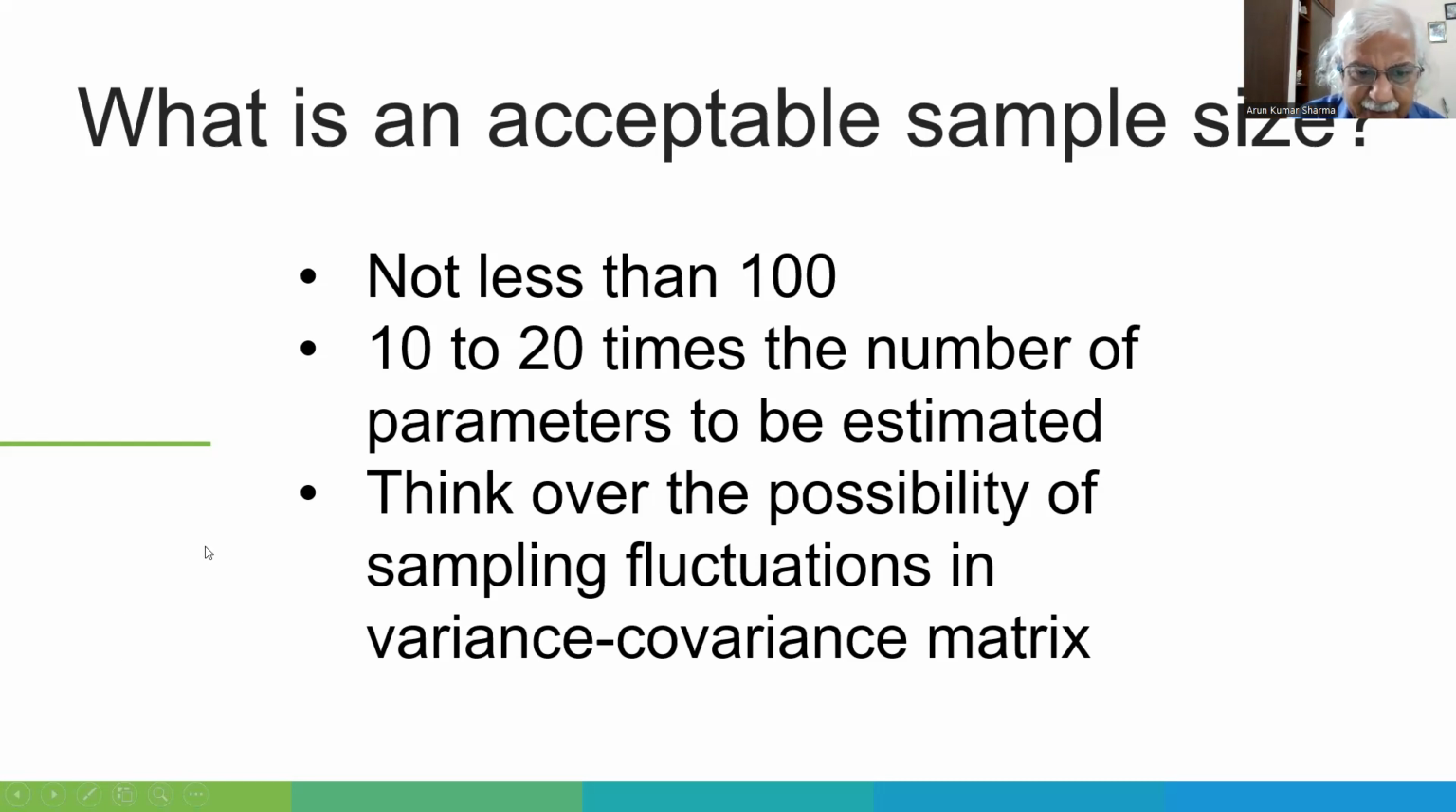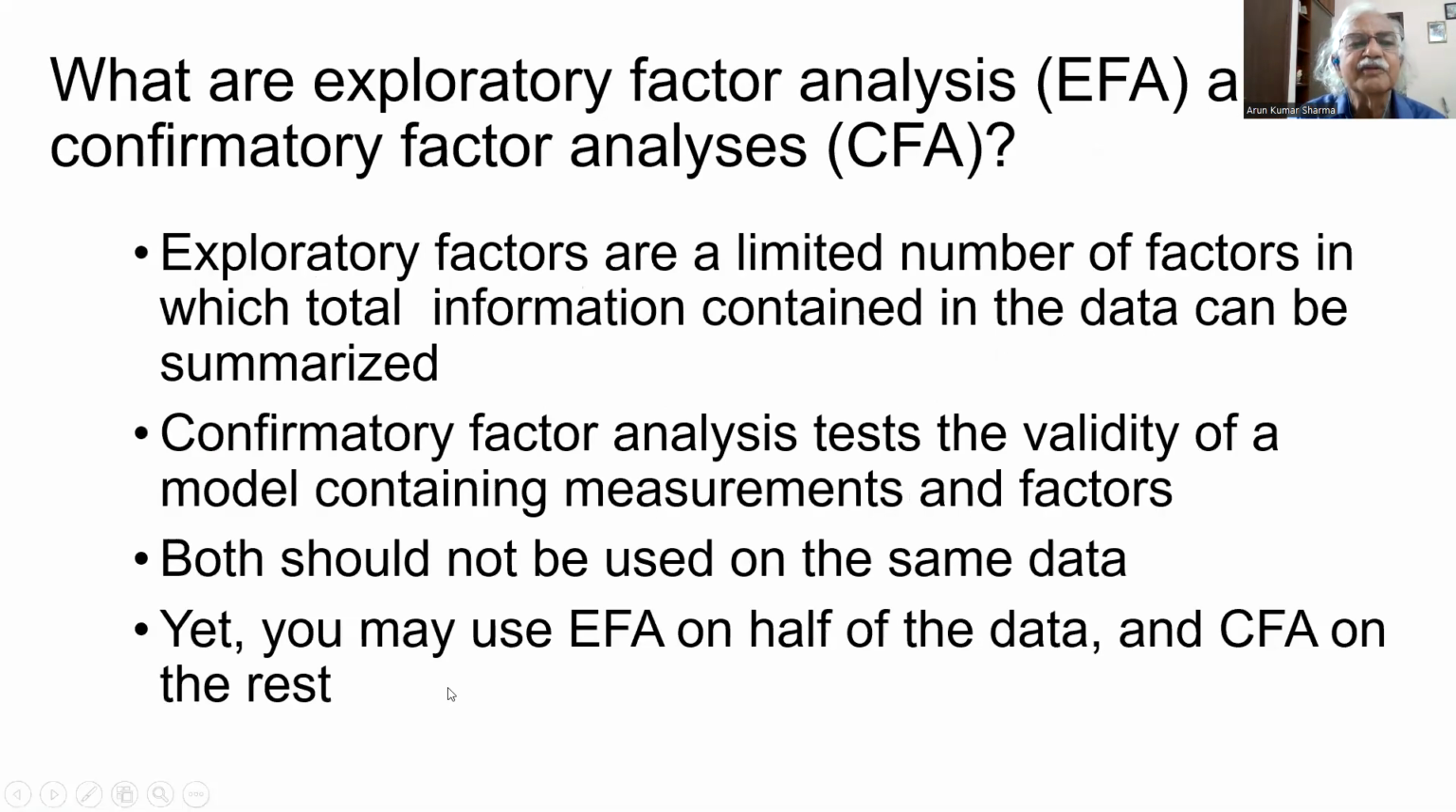Because when data are collected on the basis of sampling, then no matter what you estimate, mean or mode or median, or regression coefficient or path coefficient or variance covariances, everything is subject to sampling fluctuations. And to minimize sampling fluctuations, one of the ways is to increase the sample size. That's why I say not less than 100, or 10 to 20 times the number of parameters to be estimated.